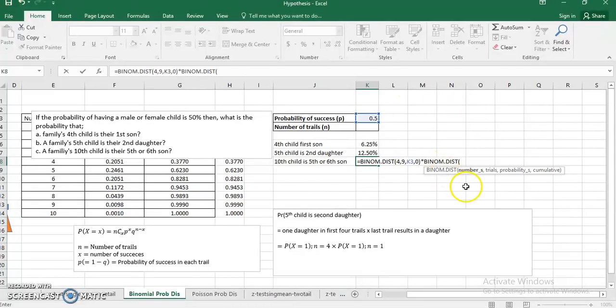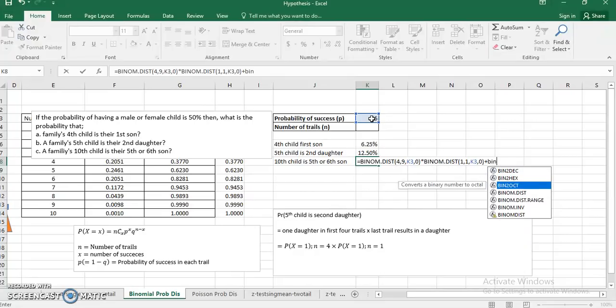You can also copy the formula if you want. One success in the last trial, with this particular probability of success, and again I want a false match, that means an exact match. Plus, so this whole function gives you the probability that the 10th child is the 5th son. Now I'm calculating the probability that the 10th child is the 6th son.